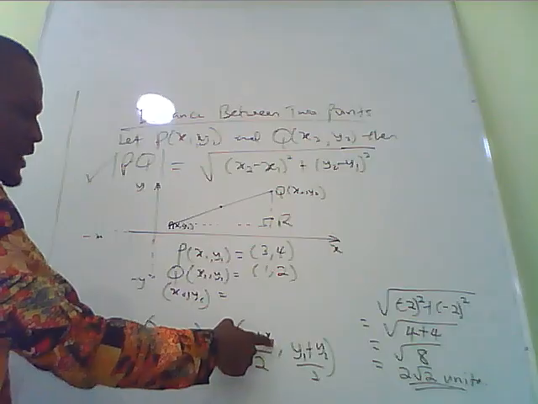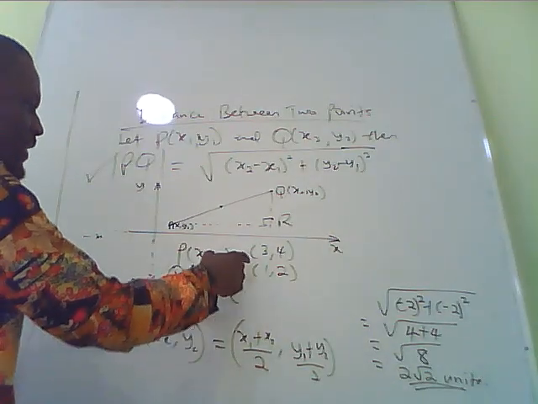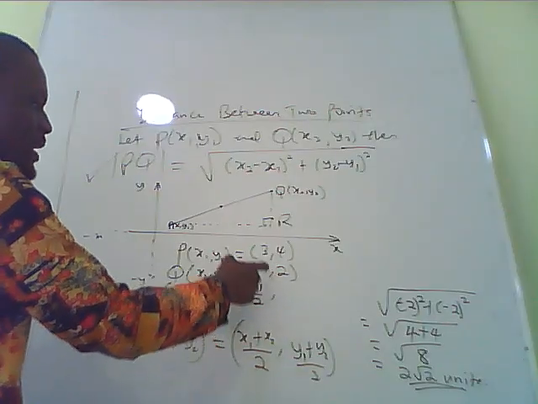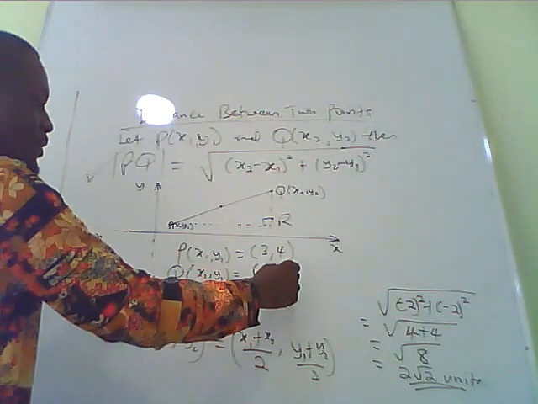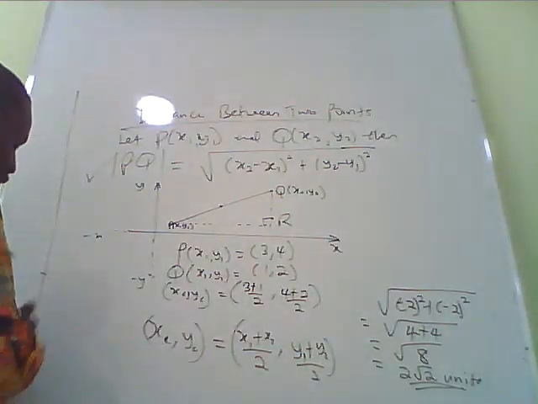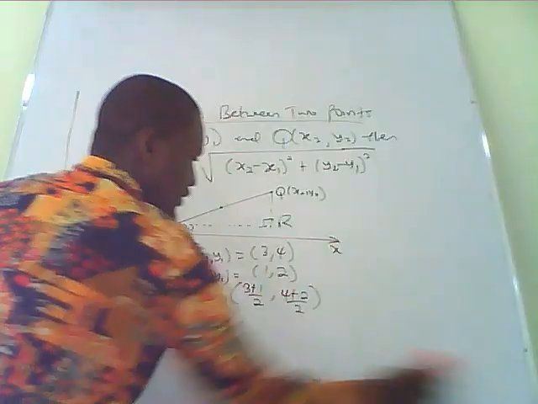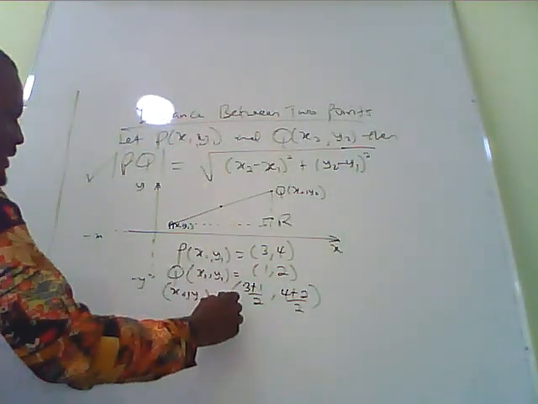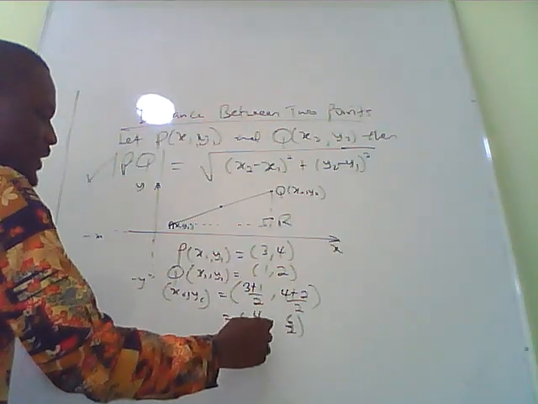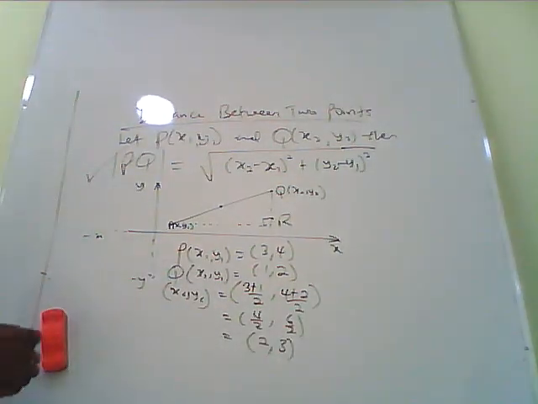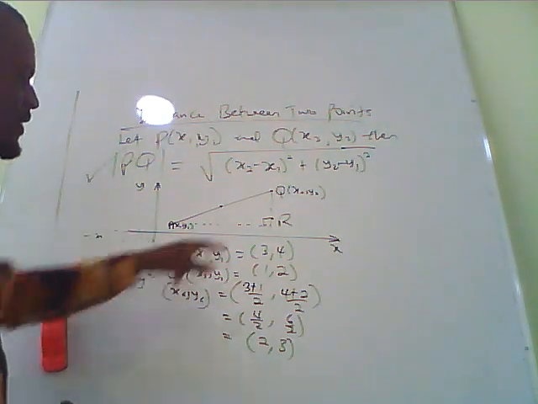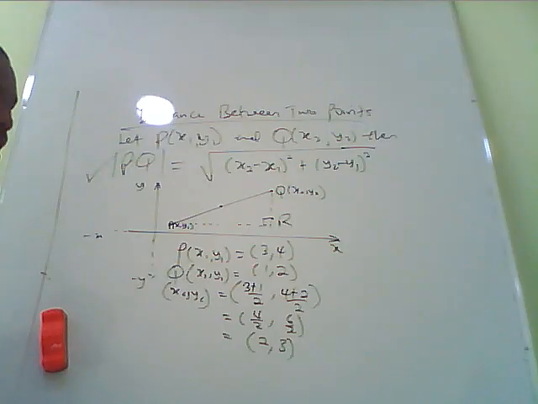x1 plus x2 divided by 2. So we're going to have x1 is 3, we have 3 plus x2 is 1 over 2, y1 is 4, we have 4 plus y2 is 2 all divided by 2. So simplifying, we're going to have that this is equal to 4 over 2 and 6 over 2, which is actually going to give us 2, 3. 2, 3 is the midpoint of this line PQ, having 3, 4 and 1, 2.